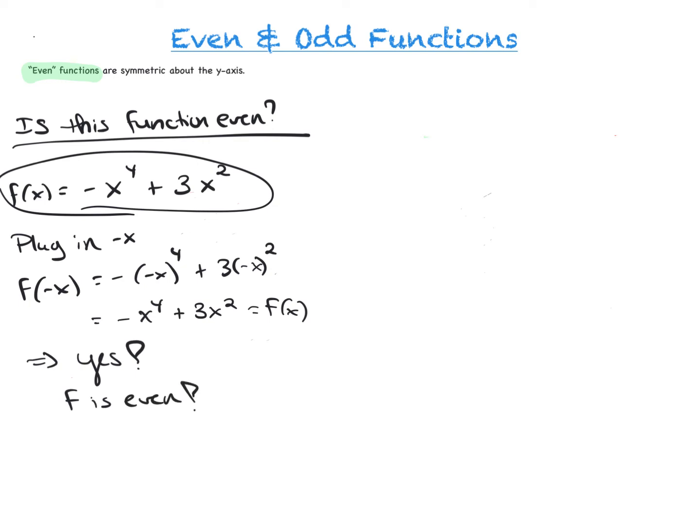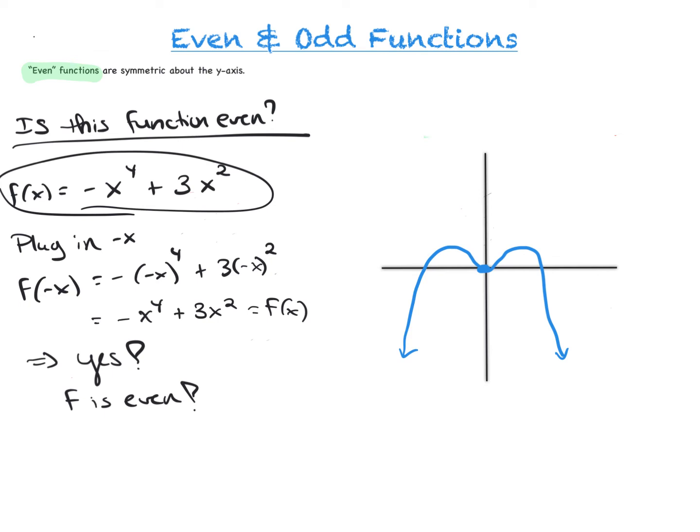To tie this in, let me show you what a quick sketch of this graph looks like. Here is a rough sketch of what the function negative x to the fourth plus 3x squared looks like. Excuse my shaky drawing here, but what you'll notice is that this function also is symmetric around the y-axis. It doesn't itself have to be positive all the time, but it does have a symmetry around the y-axis.